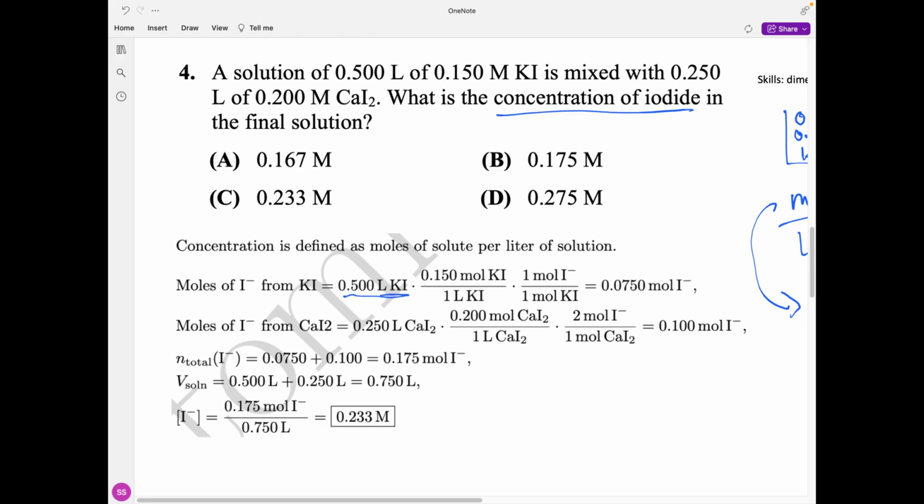We have the liters of KI, multiplying that by the molarity value. And then, since there's only 1 mole of iodide per mole of potassium iodide when it's dissolved, we get this number of moles of iodide. And doing the same thing here, we're going to get this value. So we're just going to add these together to find the total moles of iodide.